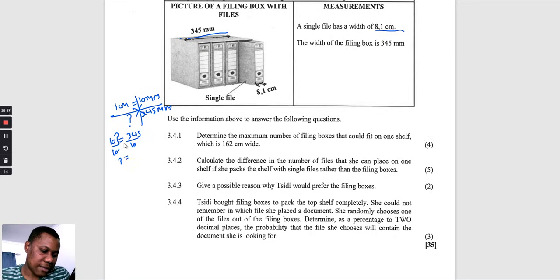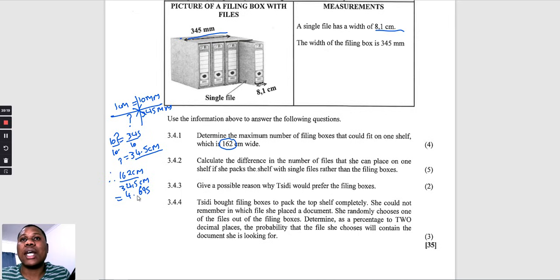which gives us 345 divided by 10. That gives us 34.5 centimeters. Okay, so we want to see how many boxes can fit in a width of 162. Therefore, we'll say 162 centimeters divided by 34.5 centimeters, which is 162 divided by 34.5, which gives us 4.695. So the last box is not going to fit fully.